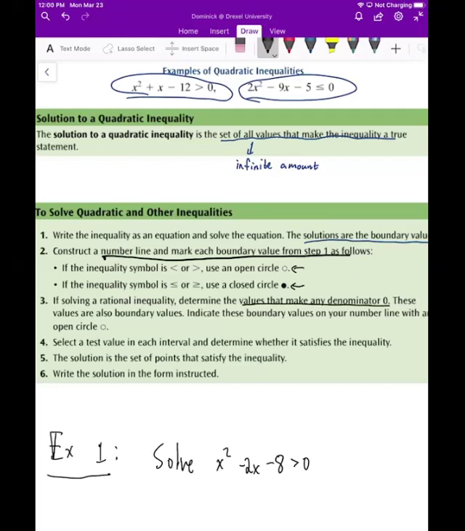And they would also be boundary values, but of course we can't have our denominator equal 0, so those automatically would get an open circle. So we'll do one or two of those later.